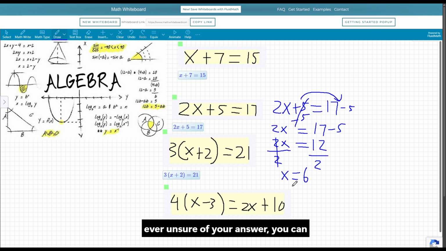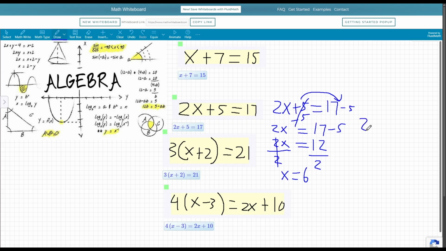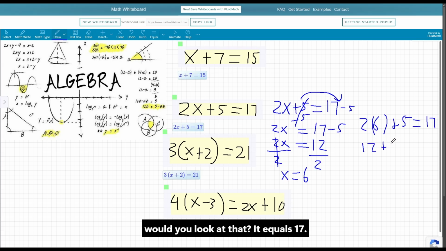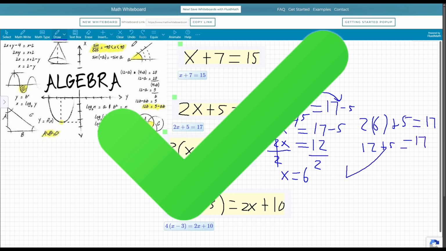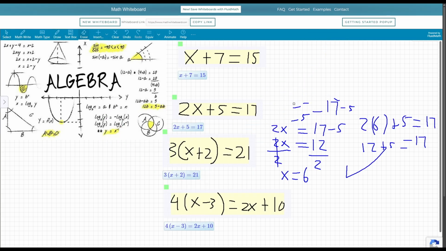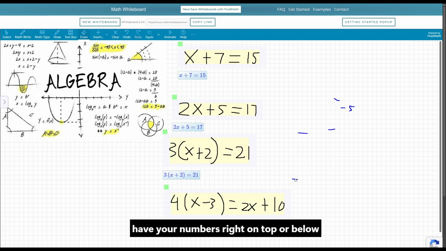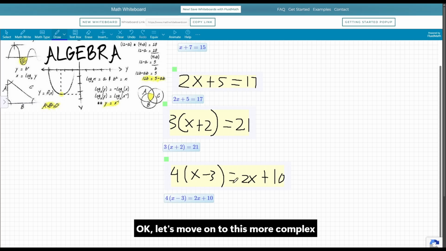And if you're ever unsure of your answer, you can always check by plugging what you got back into the formula. So over here, we got 6 for x, so 2x plus 5 equals 17. Now let's see if this side actually equals 17. So 2 times 6 is 12, 12 plus 5, would you look at that? It equals 17. So now we know that we are correct. And I don't know if you guys have noticed, but when you're solving an algebraic equation, you should typically have your numbers right on top or below each other in order to make it easier for your teacher or professor to read.